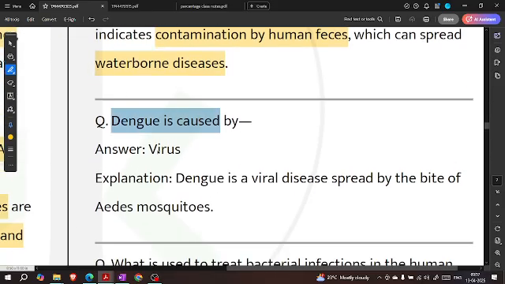Dengue is caused by a virus. Dengue is a viral disease spread by the bite of Aedes mosquitoes.